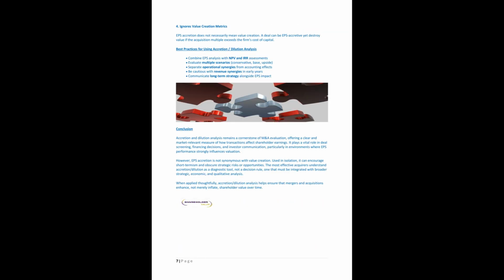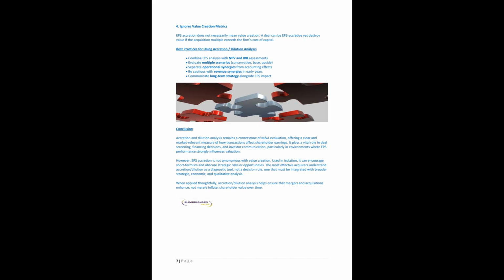EPS accretion alone doesn't guarantee that an acquisition creates value. A deal can increase EPS yet still destroy value if the price paid is higher than the company's cost of capital. To get a complete picture, it's important to combine EPS analysis with measures like NPV and IRR, and to look at different scenarios, including conservative and optimistic cases. It's also crucial to separate real operational synergies from accounting effects, and to be careful about assuming revenue synergies will materialize quickly, especially early on. Communicating the long-term strategy alongside EPS impact helps maintain perspective beyond short-term earnings.